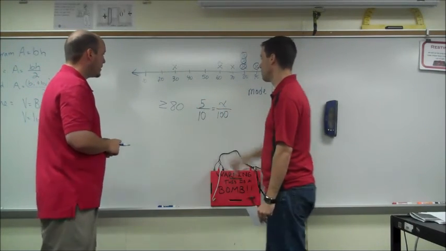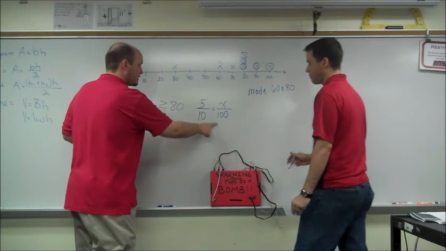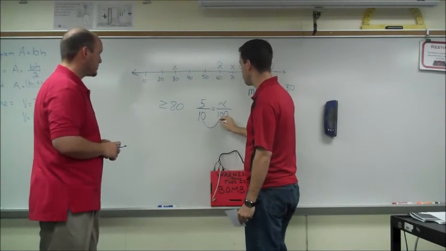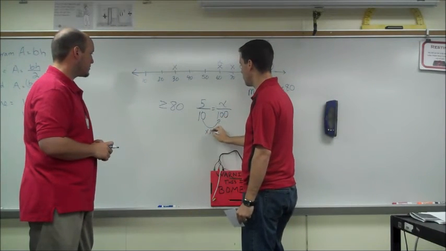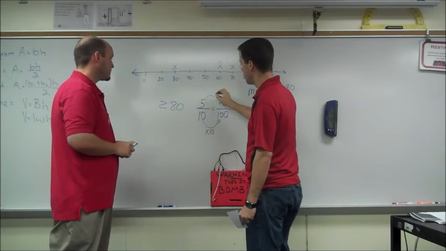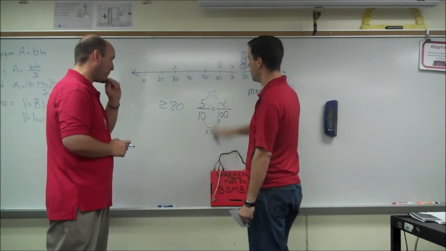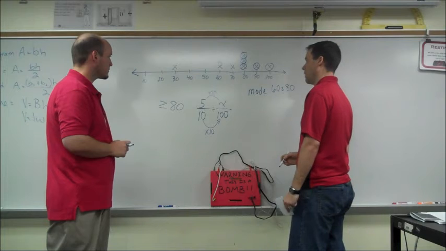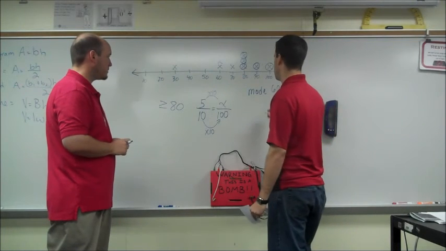All right. So how could we get from 10 to 100? There's a relationship there. I know it's times 10. So if you multiply times 10 on the bottom, we're going to multiply times 10 on the top. 5 times 10 is 50.